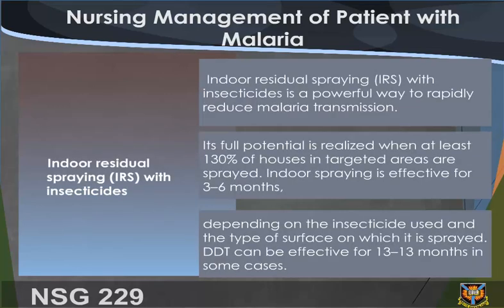Indoor residual spraying, IRS, with insecticides. Indoor residual spraying, IRS, with insecticides is a powerful way to rapidly reduce malaria transmission. Its full potential is realized when at least 80% of houses in targeted areas are sprayed. Indoor spraying is effective for 3 to 6 months, depending on the insecticide used and the type of surface on which it is sprayed. DDT can be effective for 9 to 12 months in some cases.